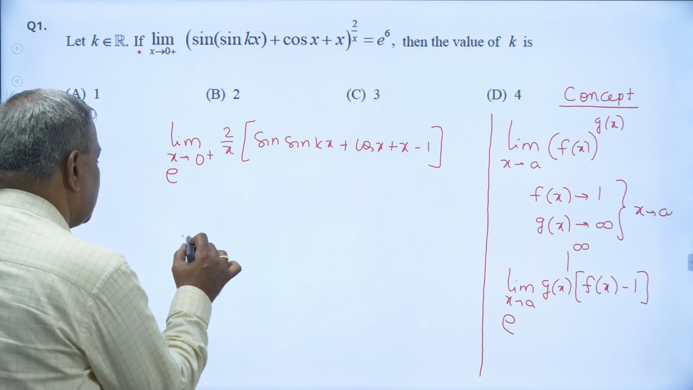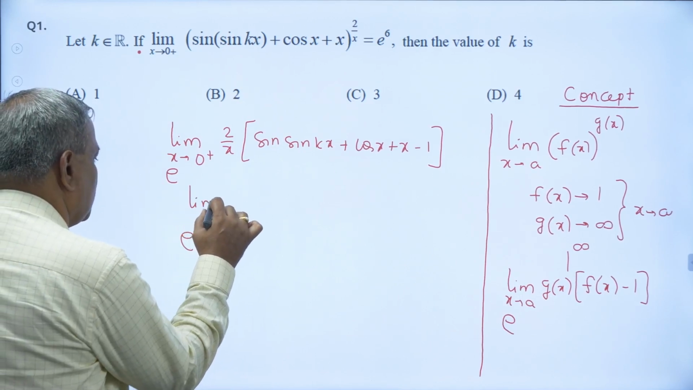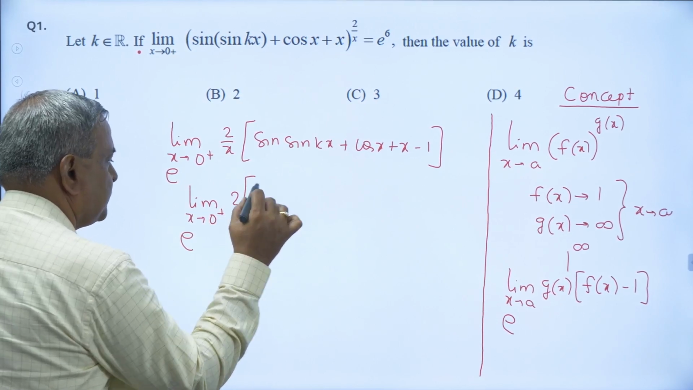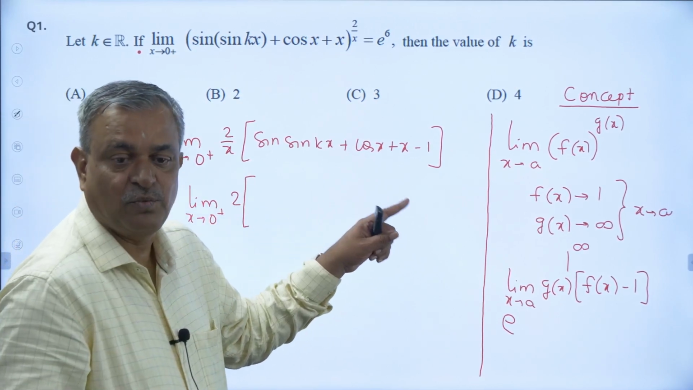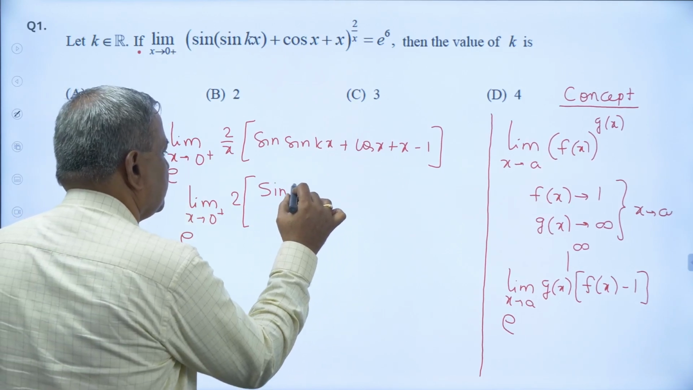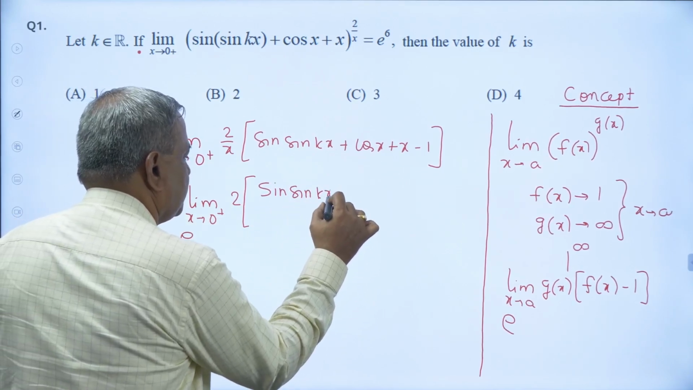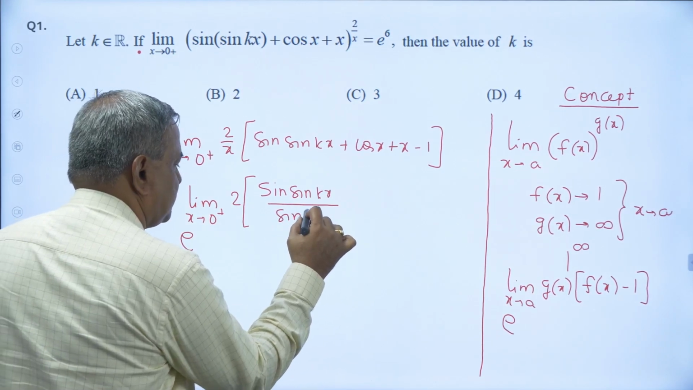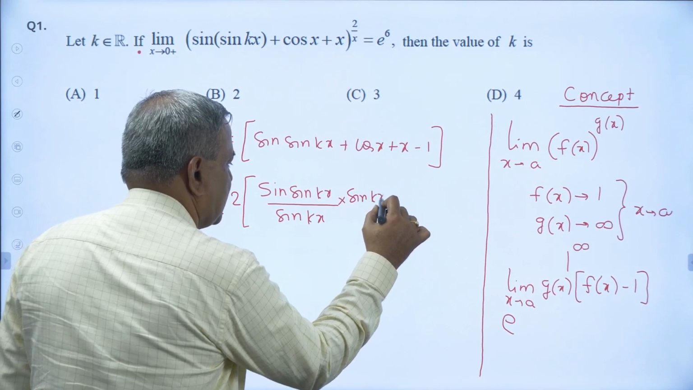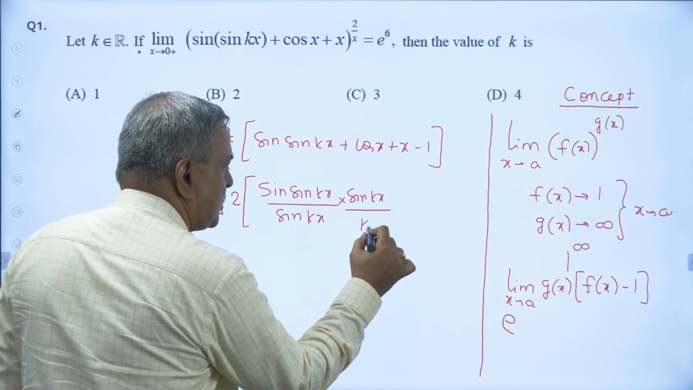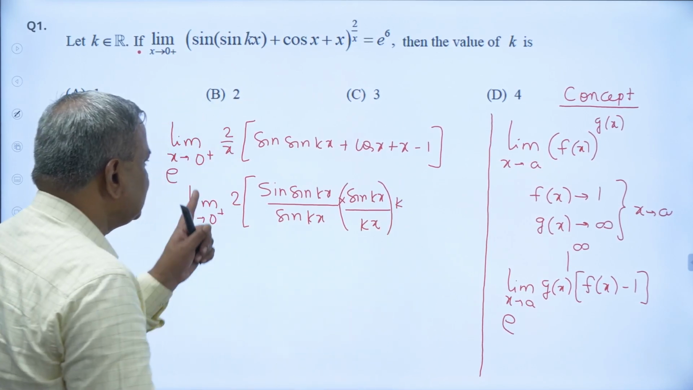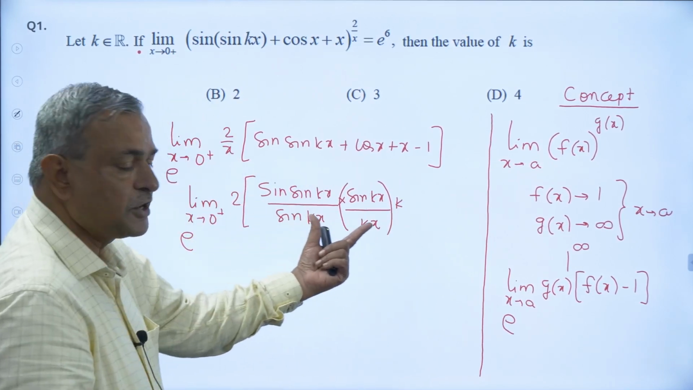Now, limit x tending to 0 plus, to keep it outside, sine kx. What is required to become a standard limit? Sine kx divided by sine kx. You are dividing it, so you have to multiply also by sine kx. For the standard limit you require kx. You are multiplying by kx, which means you have to multiply by k. x I have taken from this. You brought it to a standard limit.